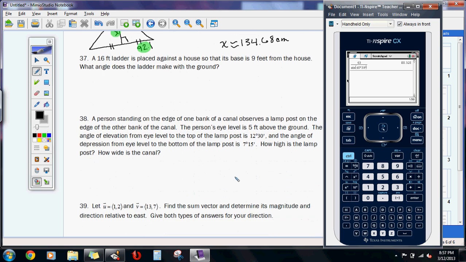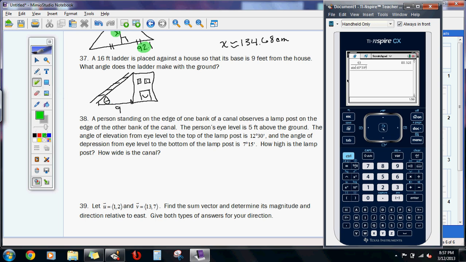All right, number 37. This is going to be good practice for seeing how to find an actual angle when it's unknown in an application problem. So a ladder is placed against a house so that its base is 9 feet from the house. So this right here is 9 feet. What angle does the ladder make with the ground? So that's going to be our theta right here.